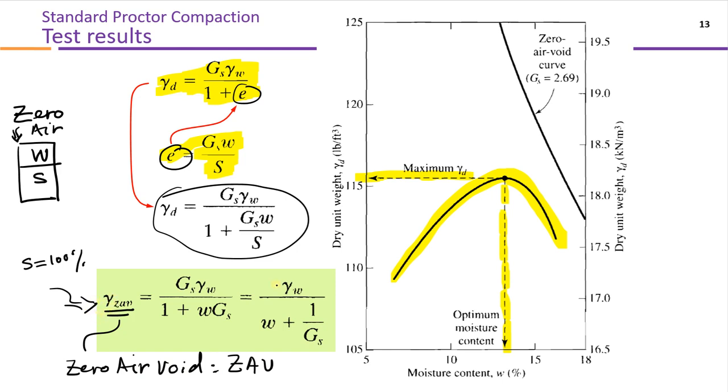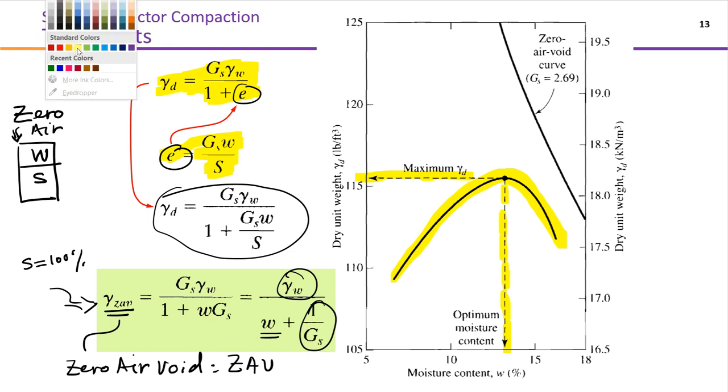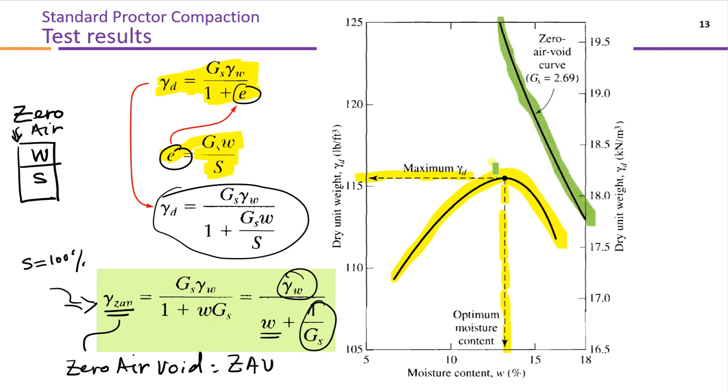So if we plot this, G_S is constant, gamma water is constant. So what is changing? It is only the water content. If we keep on putting values of water content, let's say 5%, 10%, 15, 20, 25, and then we plot on this curve, what we are going to get is this curve. So this is the curve corresponding to 100% degree of saturation.